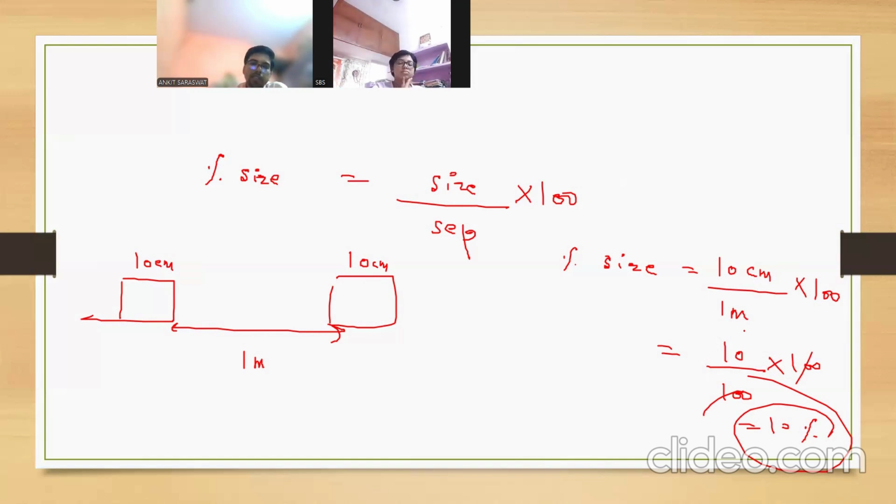So a body can be considered as a point size if its size is not given, or its percentage size is less than or equal to 1. Okay, less than or equal to 1. So the condition is that the percentage size is less than equal to 1.